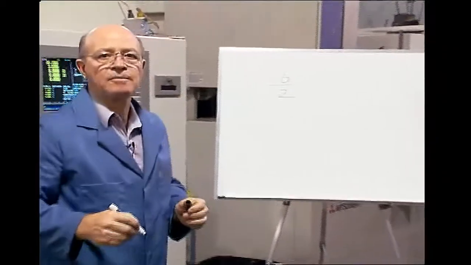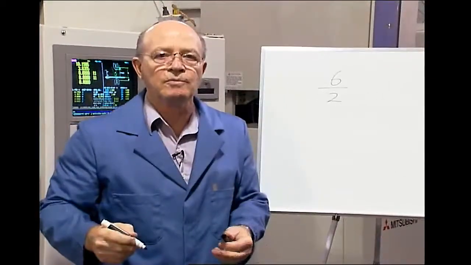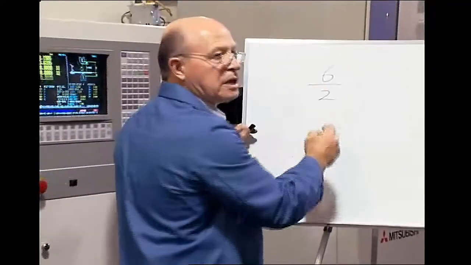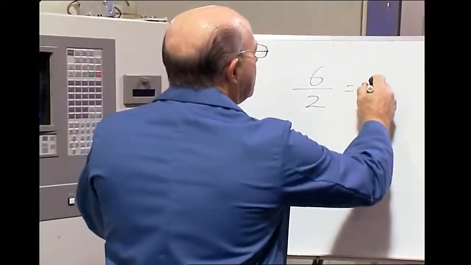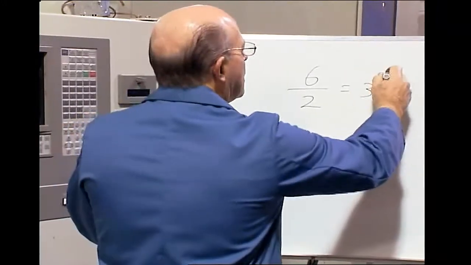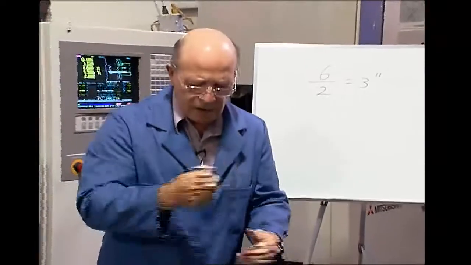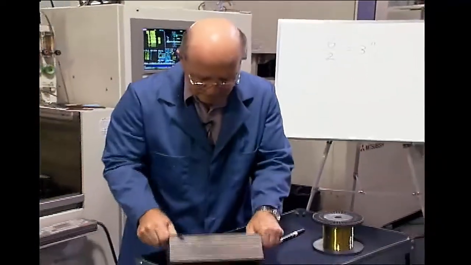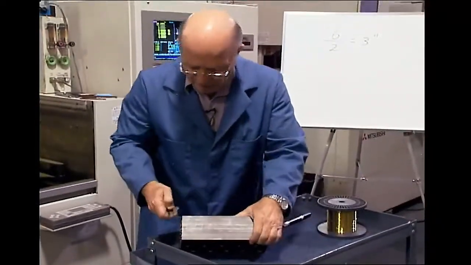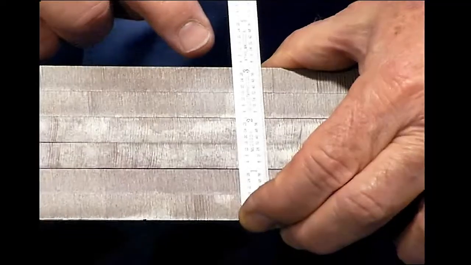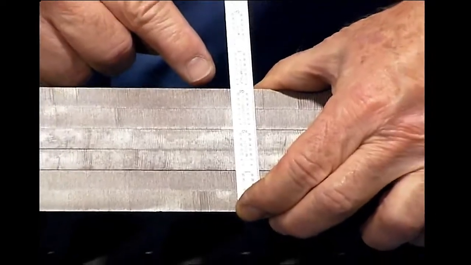Six halves. Now what is that equivalent to in fractions? So we divide the 2 into 6, and that will equal 3 inches. And as you can see, if I take my ruler and measure the parts, it measures 3 inches.